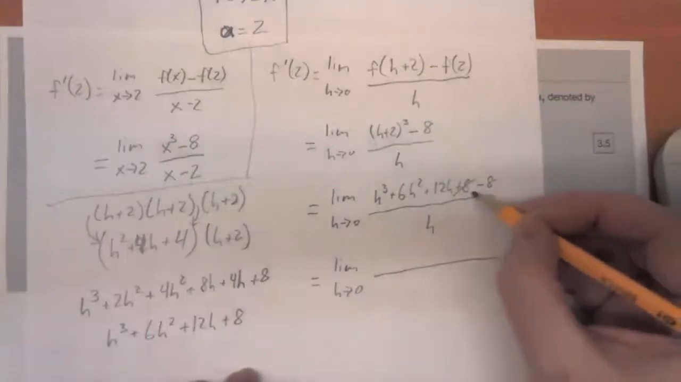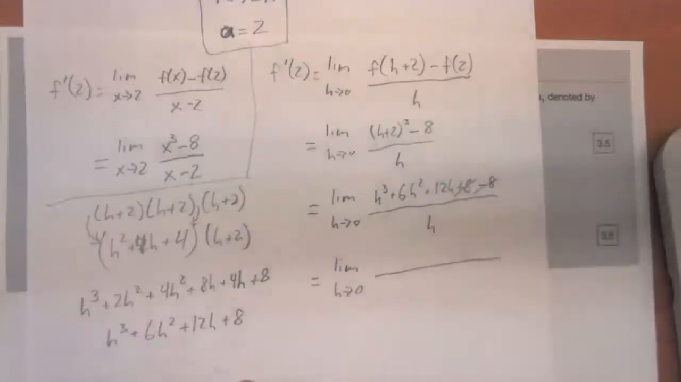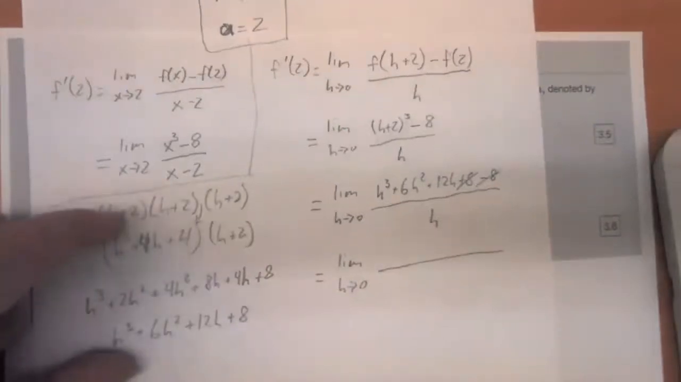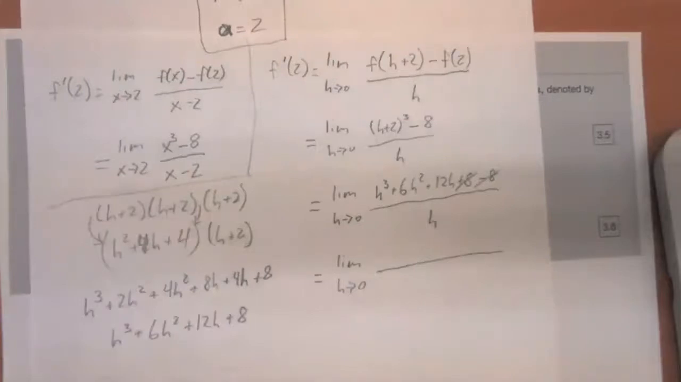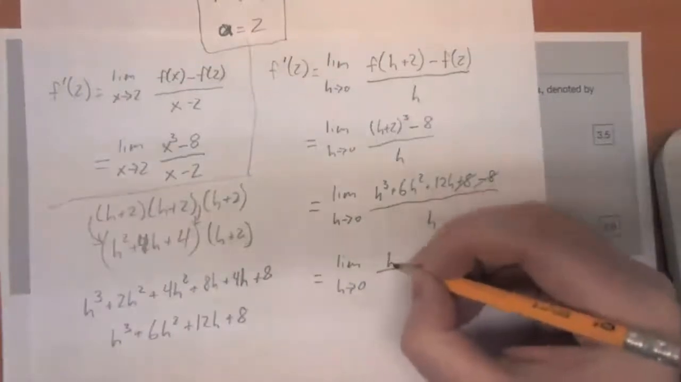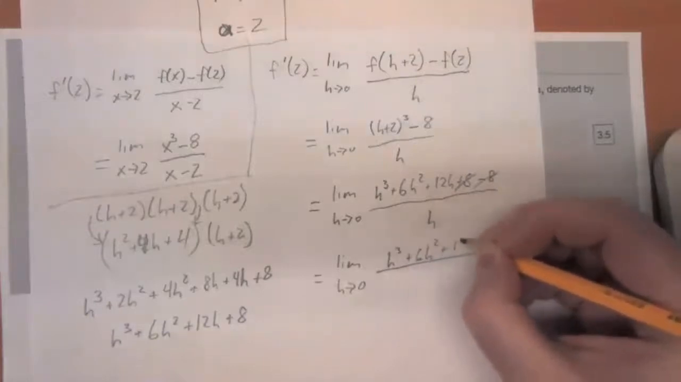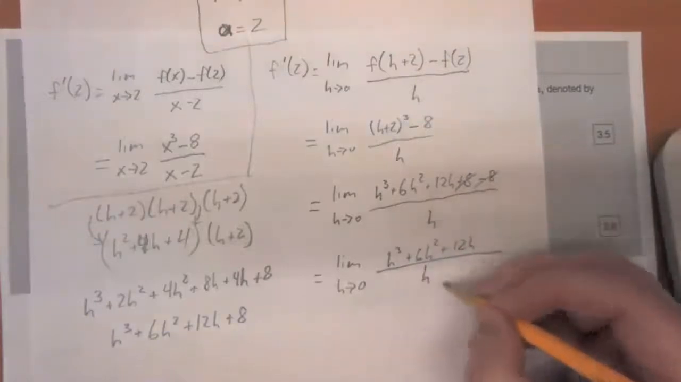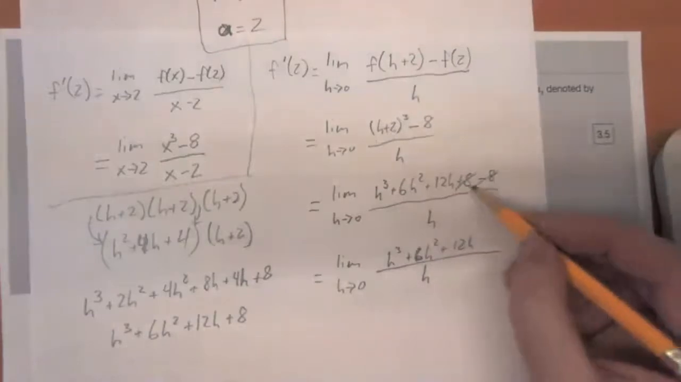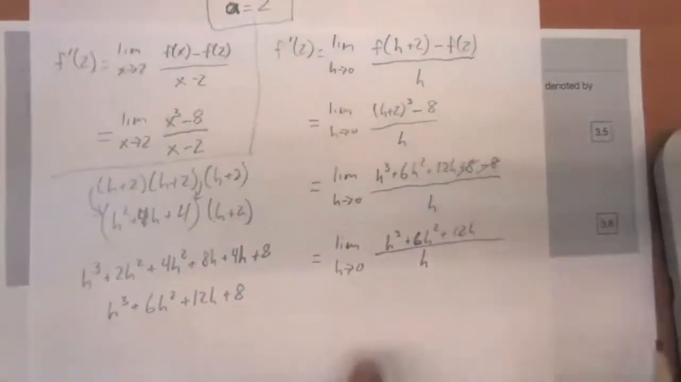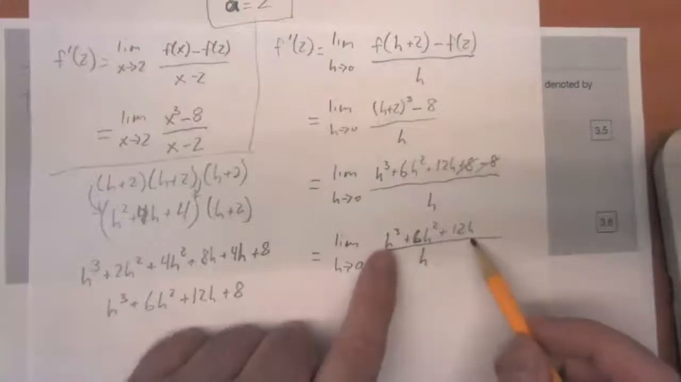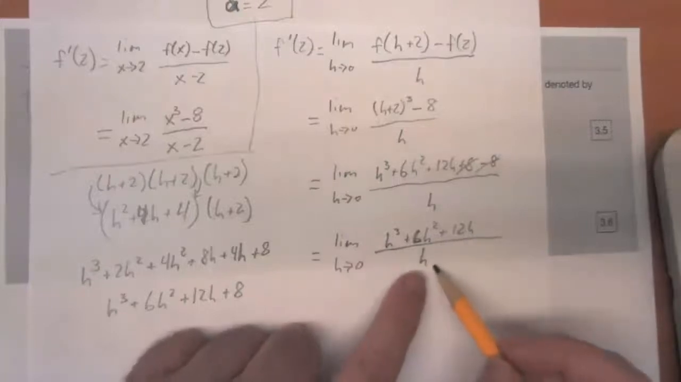So the first thing is we notice that this plus 8 and minus 8 cancel out. If you try solving a problem like this and find that that doesn't happen, double check your work over here because something has gone wrong. It really should cancel out. So that's h cubed plus 6h squared plus 12h over h. And now that the plus 8 and minus 8 has canceled out, I've got a whole bunch of terms that each contain a factor of h. So I can factor out the h if I want to.